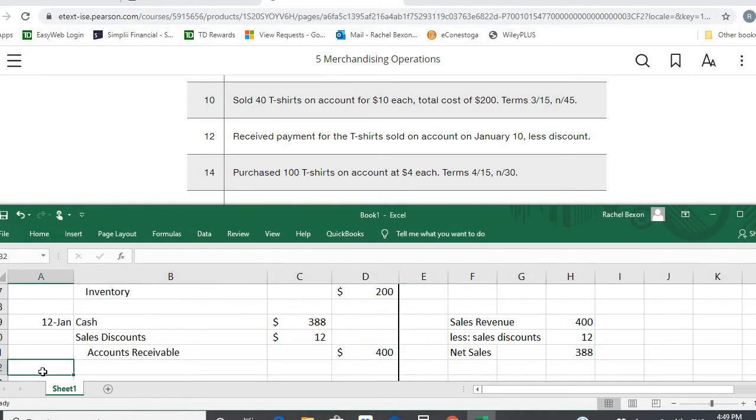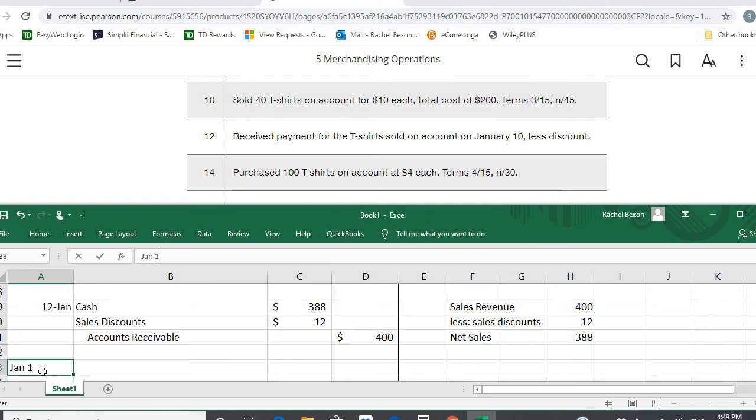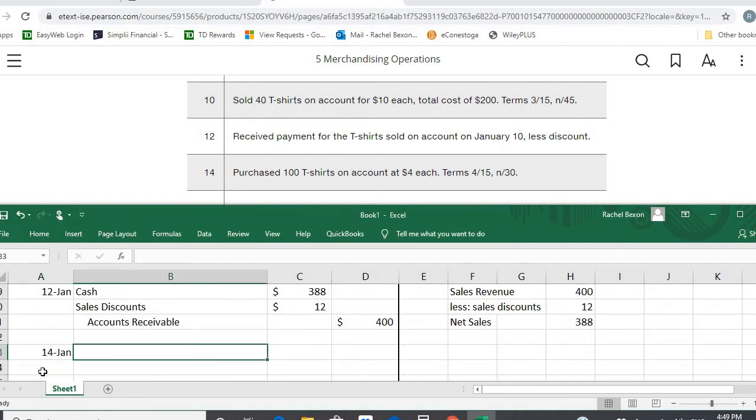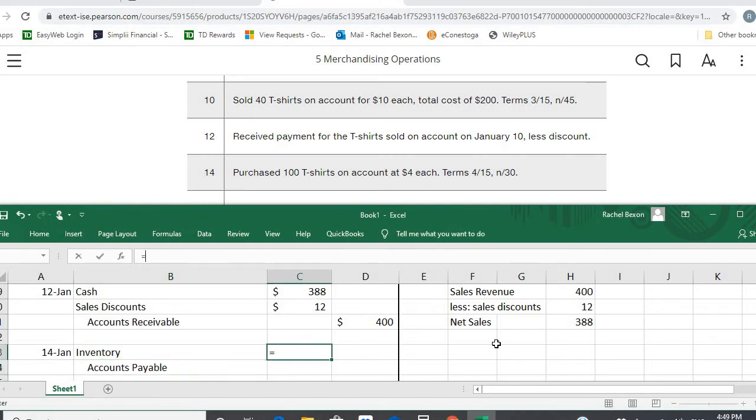Now on the 14th, we're purchasing more t-shirts. And the amount we're buying is 100 t-shirts at $4 each, and we've been given these terms. If we're given terms, that means we're buying on account. So what we're getting here is inventory, which is an asset, and the way we pay for it is on account, accounts payable. The value will be 100 t-shirts times $4.